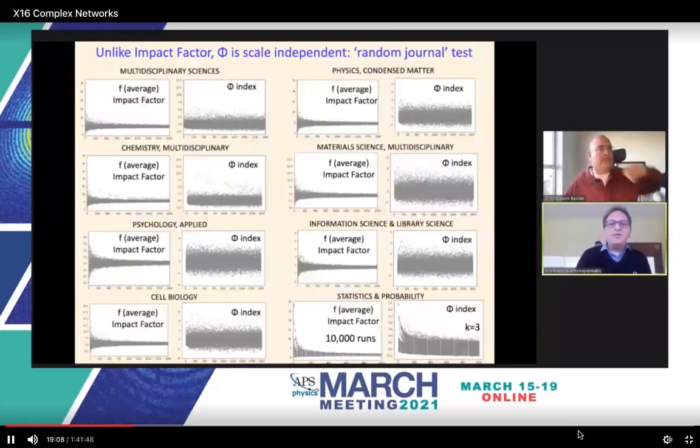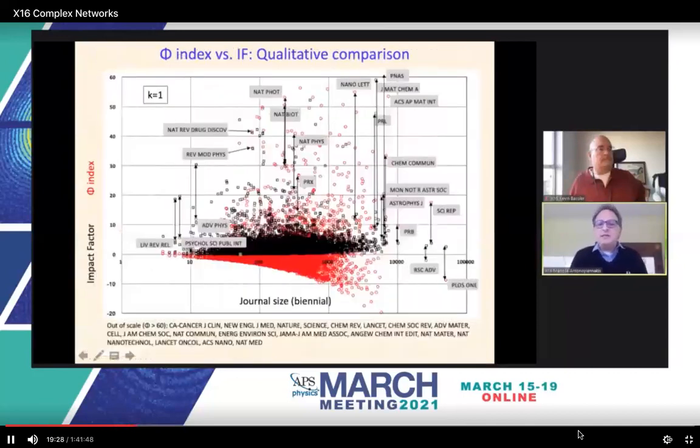And indeed, what we see here is that when we randomly form journals from these data sets, although the impact factor, the citation average, indeed follows this 1 over square root of n behavior with scale, the phi index is largely independent of scale. Here we show actual phi index data in red versus the size of the journal for all 11,000 journals in the Web of Science journal citation reports. And for comparison, we also show in black impact factors.